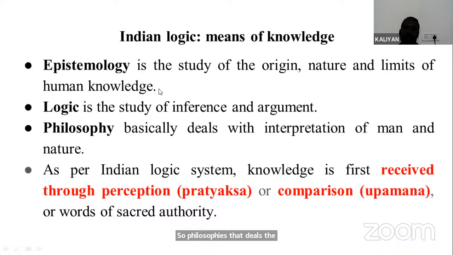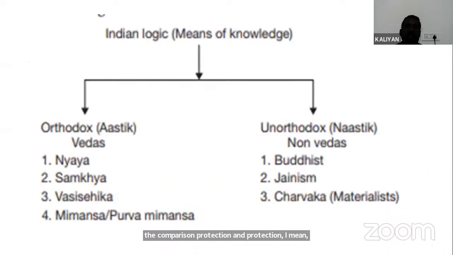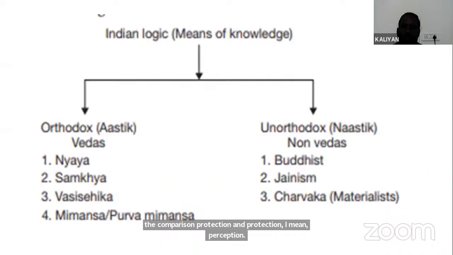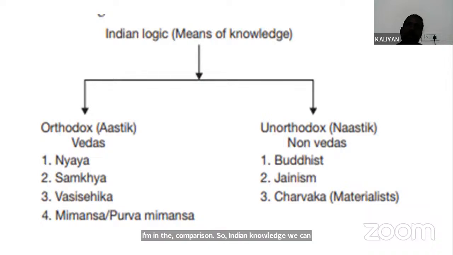As per the Indian knowledge system, knowledge is first received through perception, that's called pratyaksha, and comparison is the upamana, along with the words of the sacred. So in the Indian knowledge system, we acquire knowledge on the basis of two: perception and comparison, pratyaksha and upamana. Pratyaksha means perception, upamana means comparison. Indian knowledge we can divide into two types: one is orthodox, Astika, and unorthodox is Nastika. Orthodox is based on the Vedas, and unorthodox is non-Vedic.